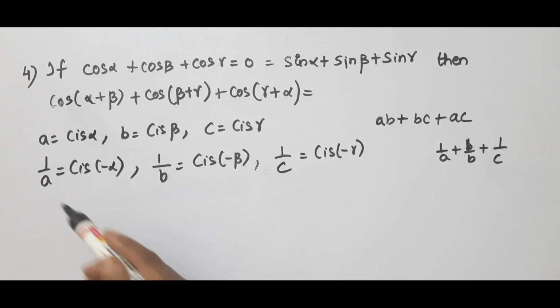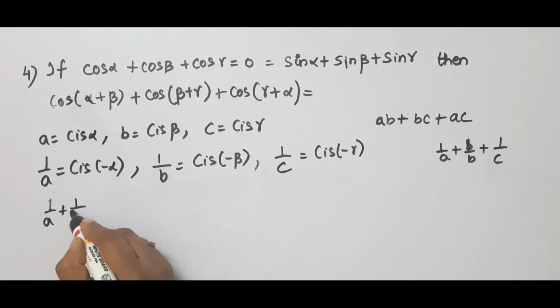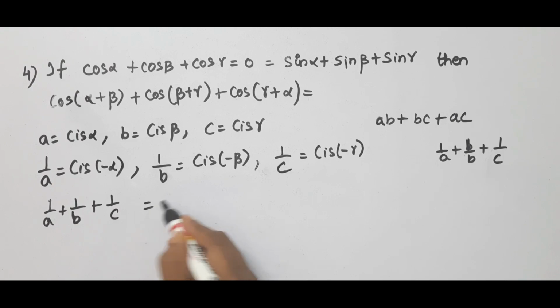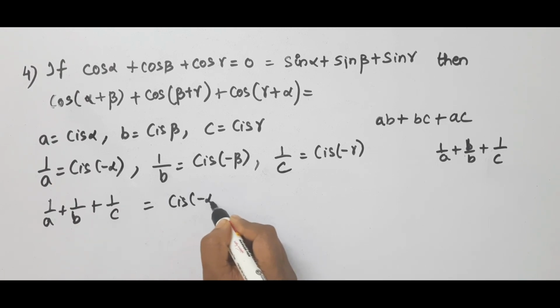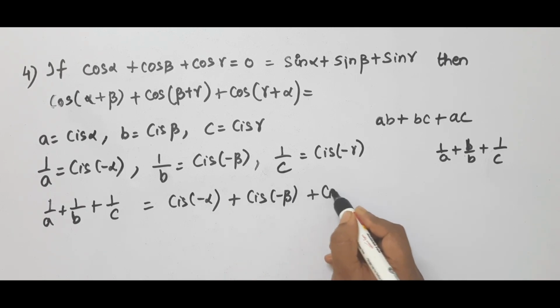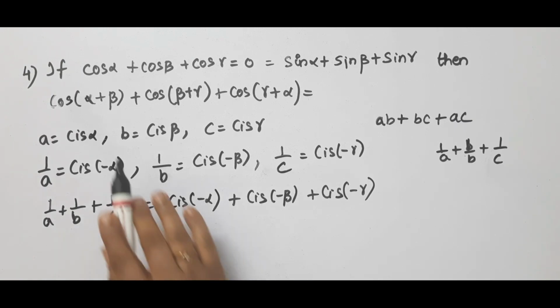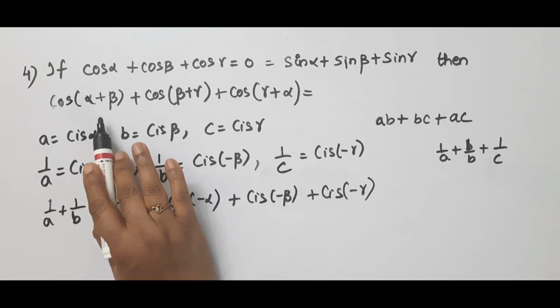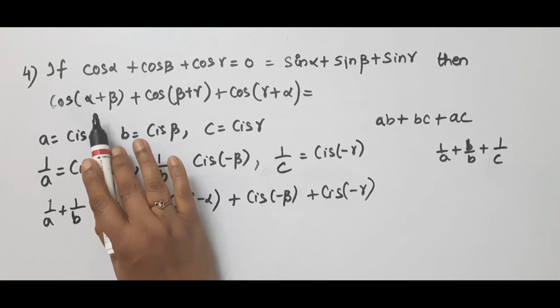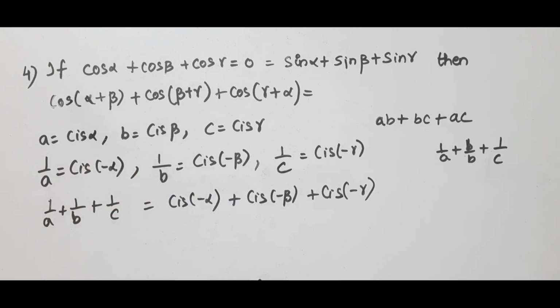Now for this problem just simply add 1 by A plus 1 by B plus 1 by C. So this is equal to cis of minus alpha plus cis of minus beta plus cis of minus gamma. This is quite similar to the previous problem. Every problem of this model simply depends upon the question, what they asked to find. First we have to observe the angles and proceed in solving the problems for this type of model.